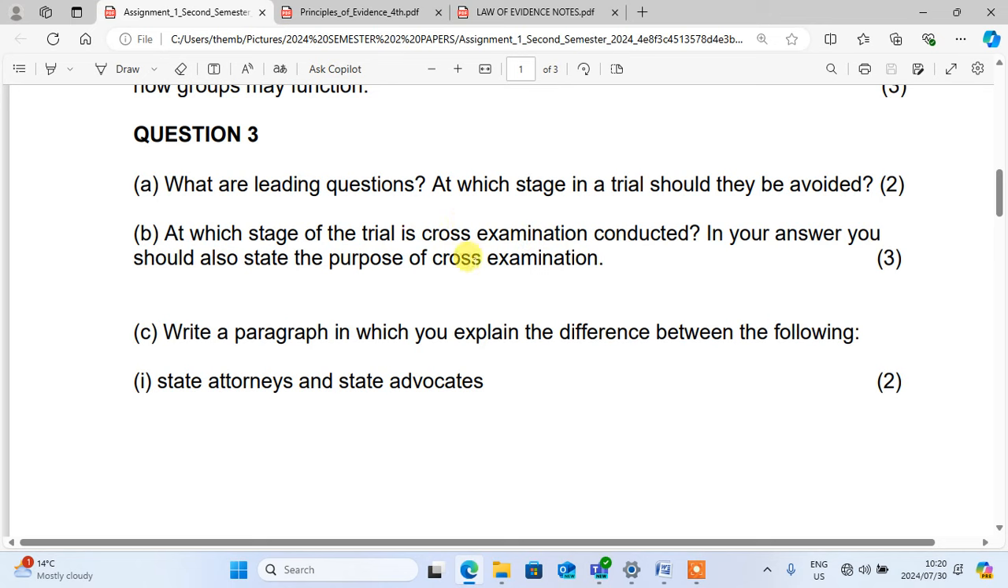Why? Because it's one thing: cross-examination and examination in chief. We are going to talk about examination in chief, cross-examination, and re-examination, so that you are able to understand leading questions.